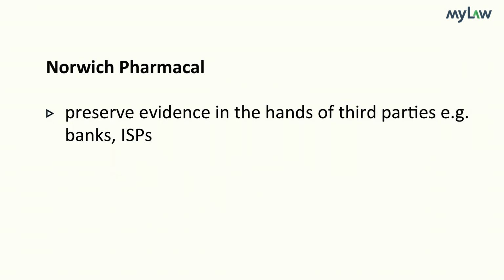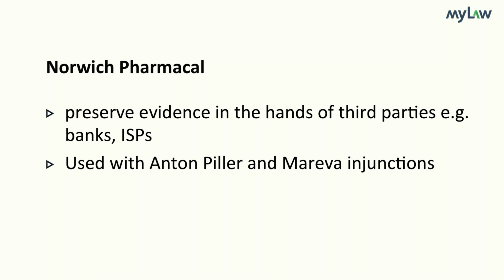A related order is the Norwich Pharmacal order. It is used to ensure that evidence in the hands of third parties, particularly banks, internet service providers, etc., will be preserved and turned over to the claimant for use in litigation. This remedy is often used in concert with Anton Piller orders or Mareva injunctions, resulting in the ability of the court to gather critical information or to secure assets in the hands of defendants who are likely to thwart their obligations in litigation.